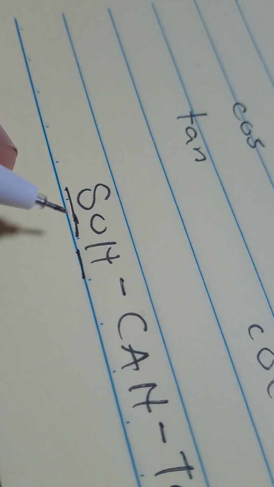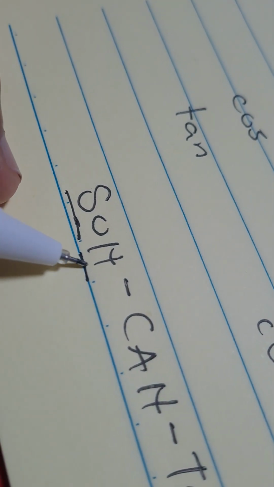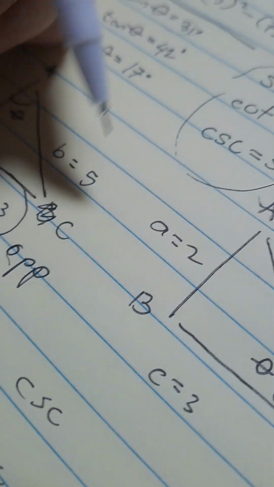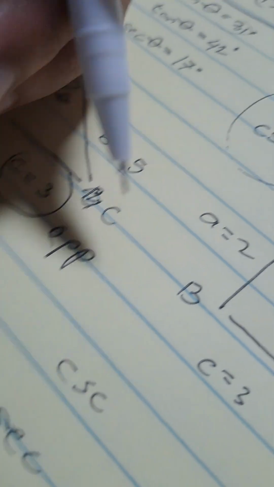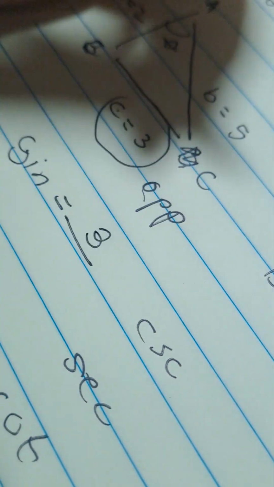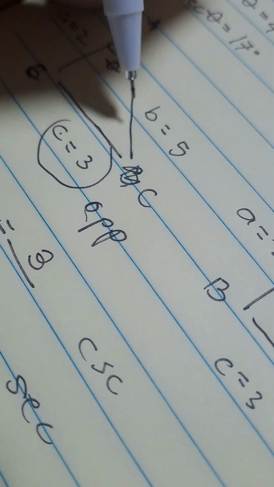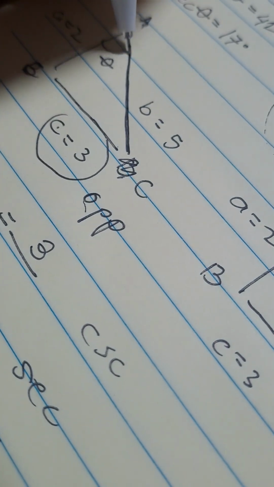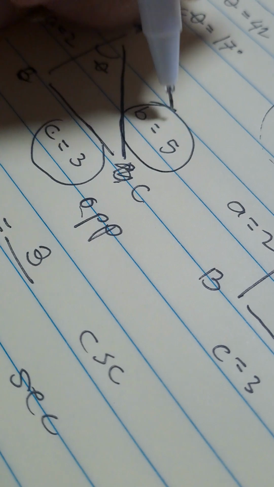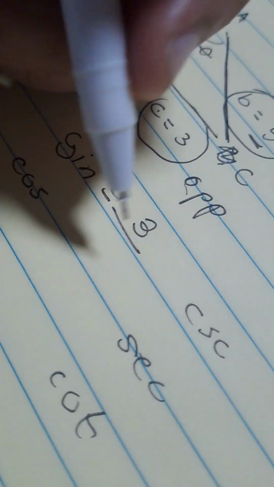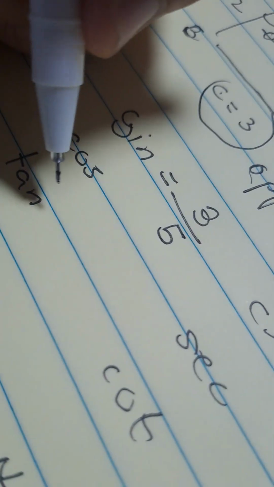So SOH is opposite over hypotenuse. So you already have your opposite. So it would look like opposite over hypotenuse. Your opposite is 3. And remember, your hypotenuse is the longest. This is the longest side, meaning B or 5 is your hypotenuse. So just write it there.